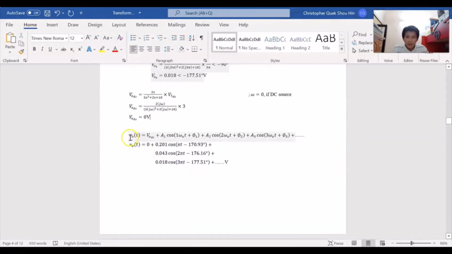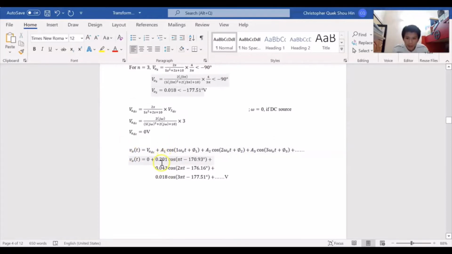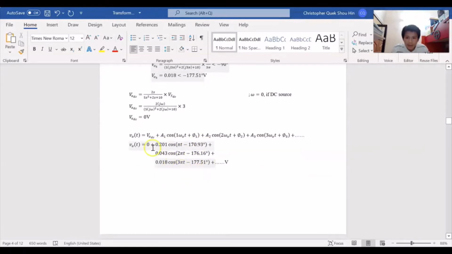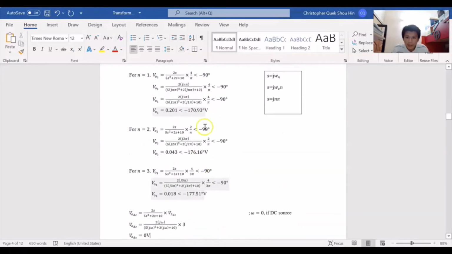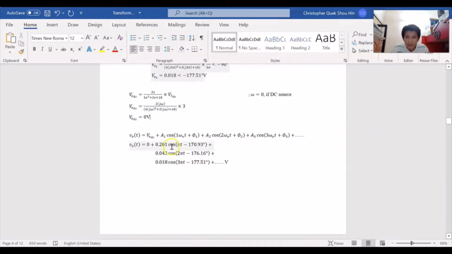And this is V0(t) in the time domain. So basically this is the amplitude for n equal to 1, n equal to 2, n equal to 3. So this is 0.201 cosine of n pi t minus 170.93 degrees. I will repeat the same procedure for n equal to 2 and n equal to 3.